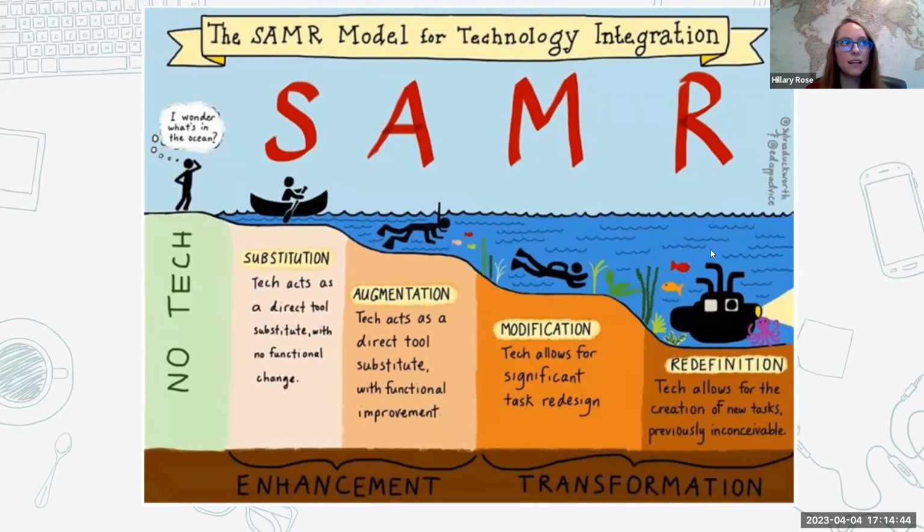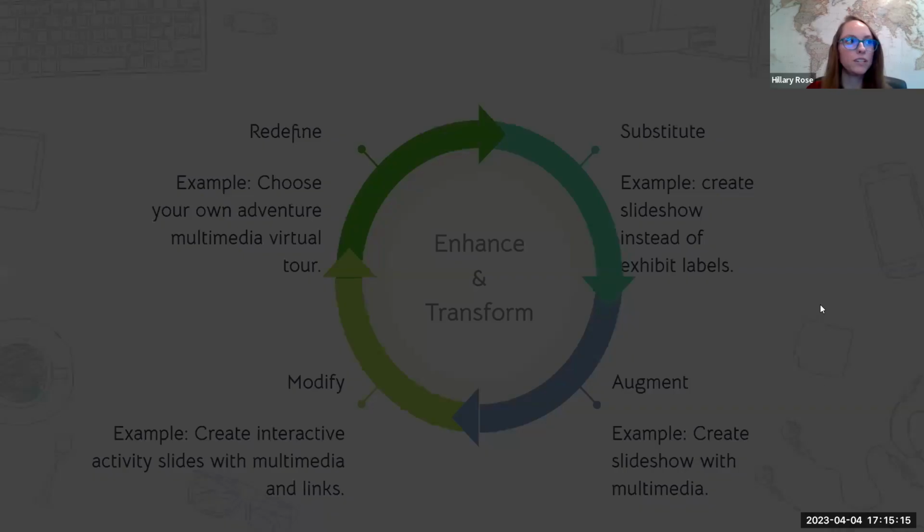And finally, the last stage here in SAMR is redefinition. So of course, your submarine, you're going to go a lot deeper and have a lot more technology at your fingertips when experiencing the ocean in this diagram. And it's going to allow new things to happen that previously, just in person, no tech, you just wouldn't have been able to do. So these two are going to be a transformation of your program. And I'm going to give some examples, but I just really like this model to kind of visualize what each of those looks like.